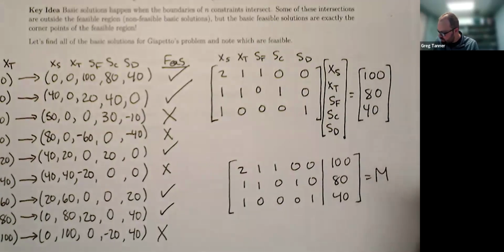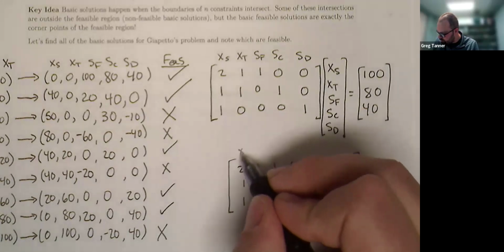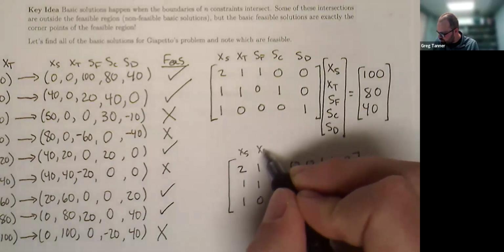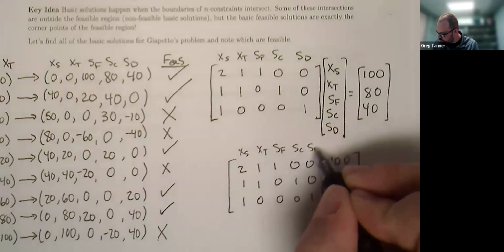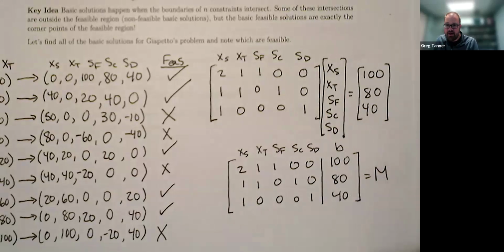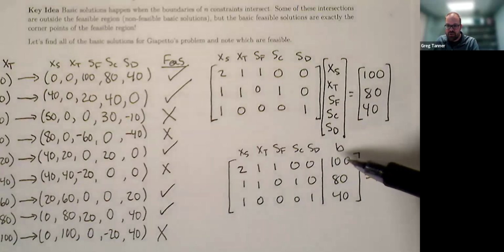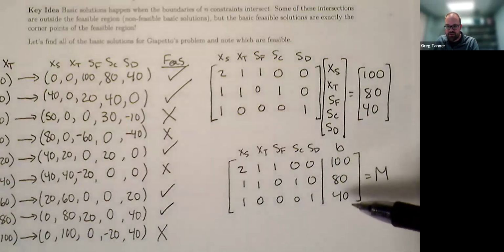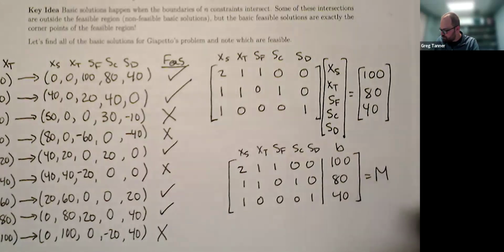Okay, we can label the columns, and I encourage you to always label the columns with each of our variables. Then I'll use B for my right-hand side. If you want to think about it, our rows are also labeled as the finishing constraint, carpentry constraint, and demand constraint. Okay, so this is my M matrix.